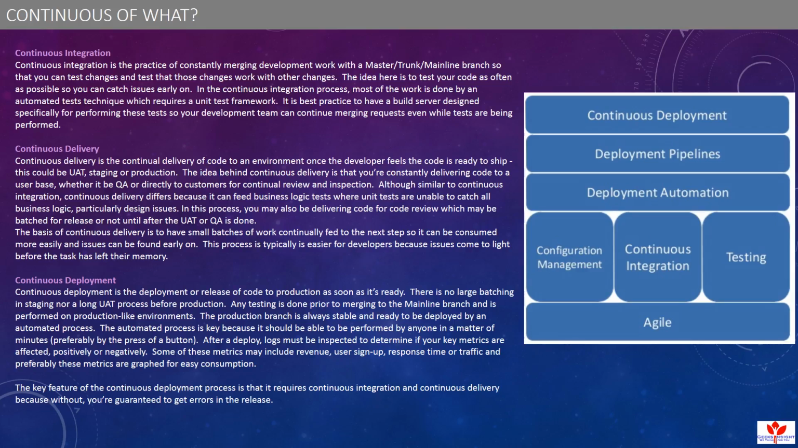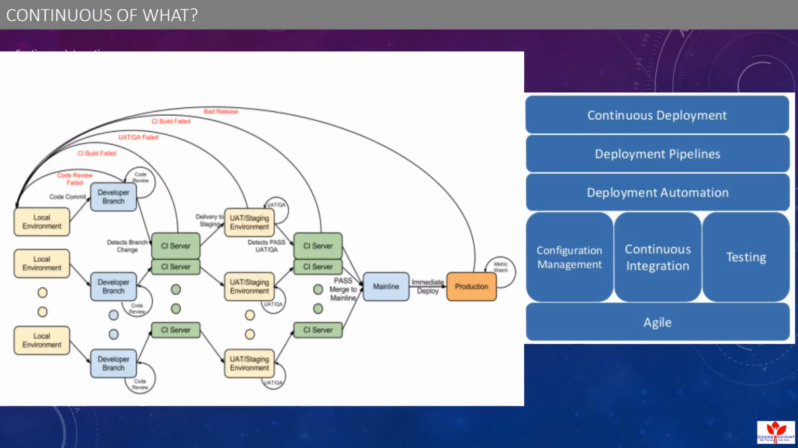So the key feature of continuous development is basically the combination of continuous integration and continuous delivery. So this is all about the continuous part. This is how it looks.